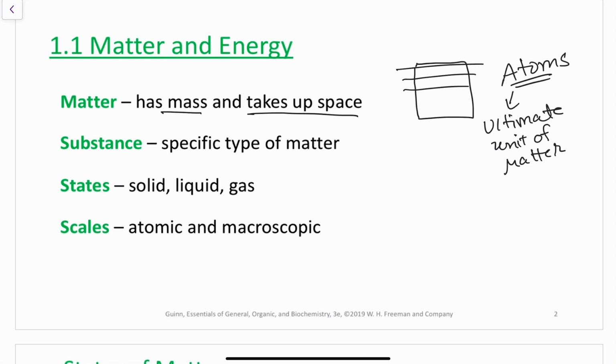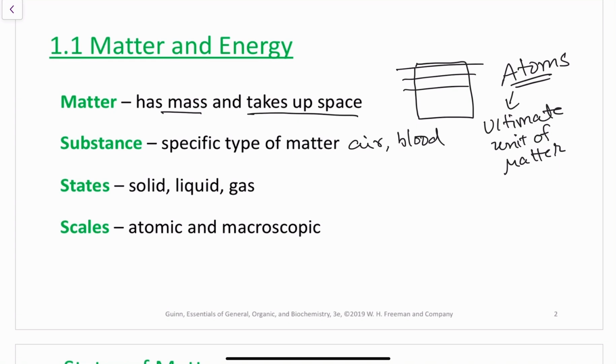A substance is a special type of matter. For example, air. Air is also matter. Blood is also matter. So these are specific types of matter, and they are made up of atoms.